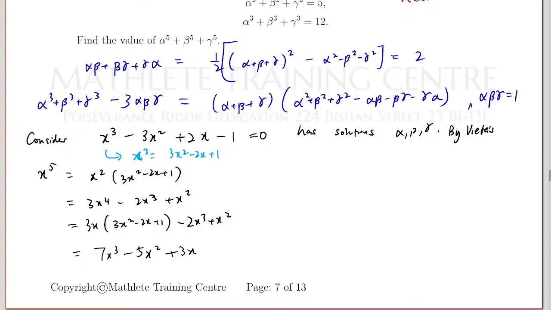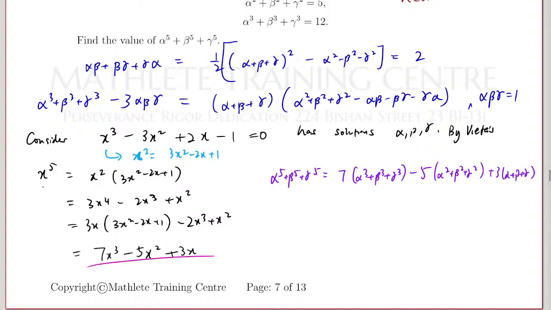So if this is true, then immediately you can figure out something. You can figure out alpha 5 plus beta 5 plus gamma 5 is 7 times (alpha cubed plus beta cubed plus gamma cubed) minus 5 times (alpha squared plus beta squared plus gamma squared) plus 3 times (alpha plus beta plus gamma). It's just this same equation being reused 3 times: one for alpha, one for beta, one for gamma. And then now we can add them together. Okay, so then now we can calculate: 7 times 12 is equal to 84, minus 5 times 5, that's 25, plus 3 times 3, answer is 68.